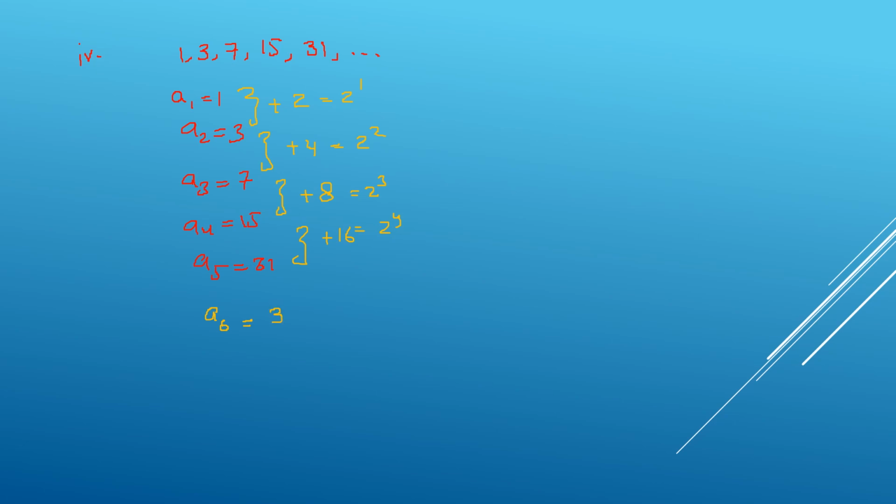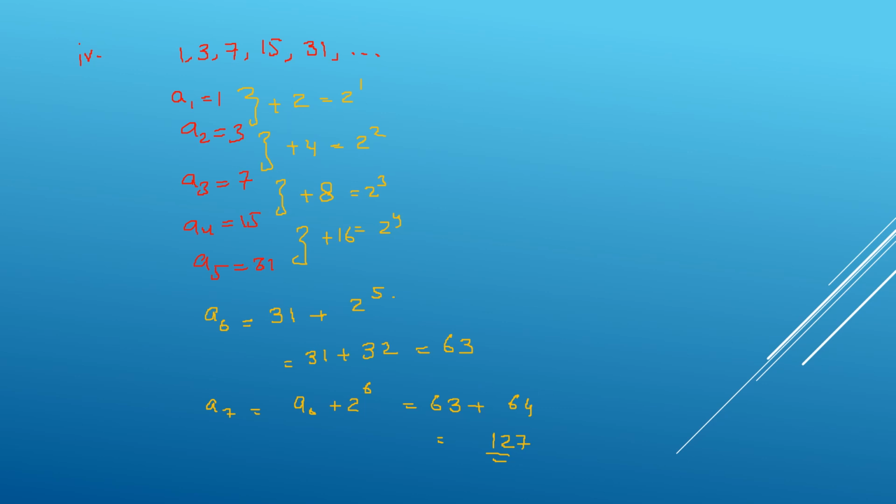So a_6 will be 31 plus what? That will be 2 raised to power 5, which makes it 31 plus 32, which is 63. Is it easy? Yeah, this is easy, but we just need to look very carefully at what is actually happening. So a_7 we can obtain by a_6 plus 2 raised to power 6. a_6 is 63, and 2 raised to power 6 is 64, which makes it 127.